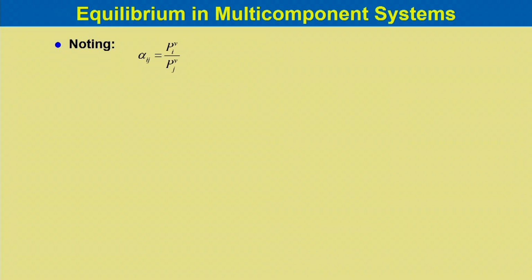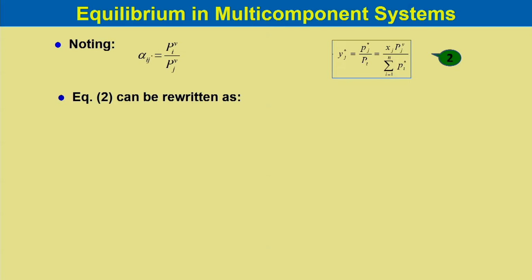Now, if we define alpha ij is equal to Pi^V divided by Pj^V, here alpha ij is the relative volatility of component i with respect to j, that is, the vapor pressure of component i divided by the vapor pressure of component j. So, in that case we can write this equation as yj* would be equal to xj divided by (1 by Pj^V) times the summation over i equal to 1 to n of xi Pi^V.